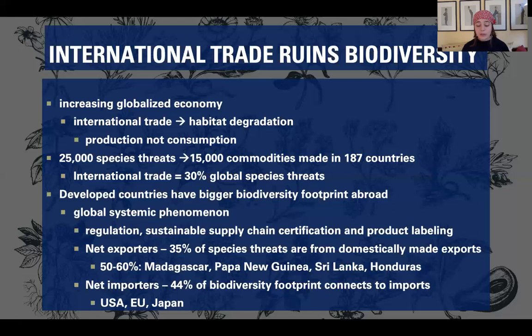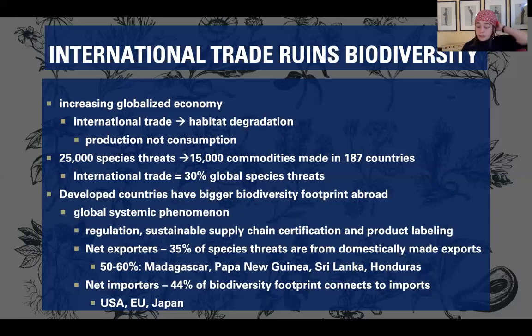And developing countries often degrade habitat, which threatens biodiversity, to produce these exports. Of net exporters, 35% of species threats are connected to these domestically made products for export. This percentage is between 50 to 60 for countries like Madagascar, Papua New Guinea, Sri Lanka, and Honduras.